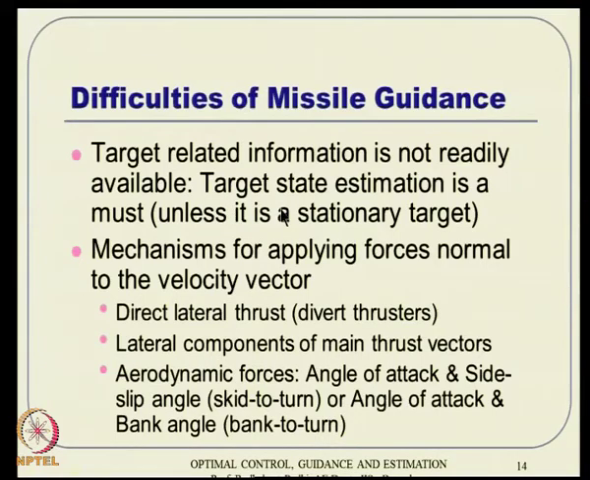Anyway, so then what are the mechanisms for applying forces normal to the velocity vector? You can have a direct lateral thrust or something like divert thrusters, or you can have lateral components of the main thrust vectors. There is thrust deflection and all that. So, if you deflect the thrust, there will be a lateral component which will generate moment. And also there are aerodynamic forces that can be generated by the angle of attack and side slip angles. You can generate both together, especially when you have two planes of symmetry like 4 fins and all that. In a missile setting it is possible.